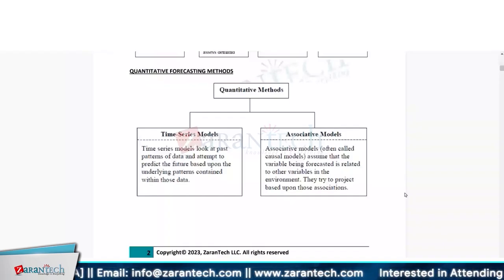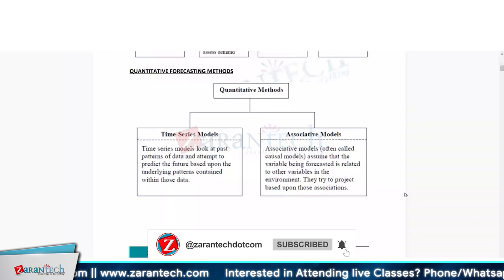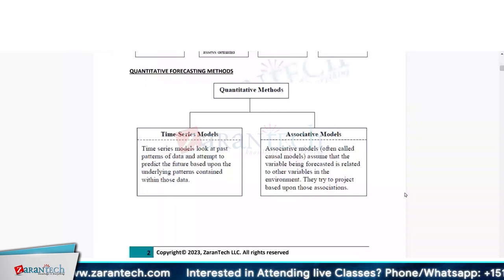So it can be anything, like for example, a pencil and an eraser. So these are basically associated with each other. So something which is used as a complement or as a pair is basically considered as an associative demand.